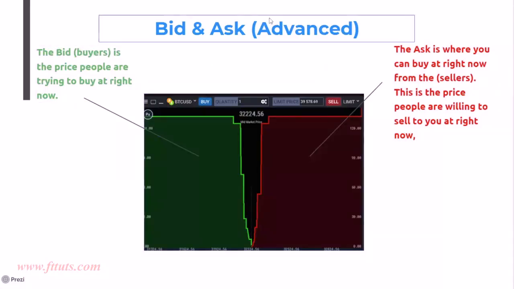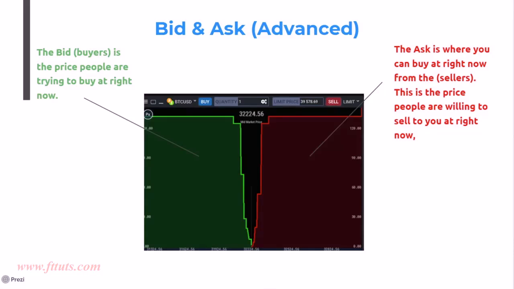So here's a visual representation of the bid and ask. This is something I'll get into a little more later in the course, when we start talking about how to actually get into trades. So I think I'm actually going to cover this a little bit later. This is a more advanced explanation of the bid and the ask.